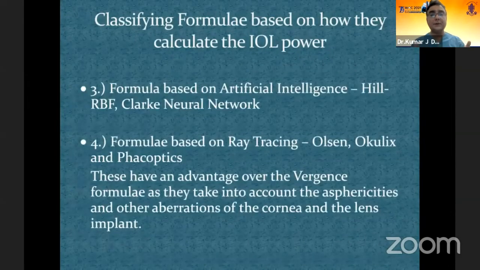We can classify formulas based on how they calculate eye power. The Hill-RBF takes data from the whole world, analyzes it, and then gives you back an answer. This is how it works. They also take neural adaptation into consideration. There are formulas based on ray tracing, the Olsen and the Phakoptics, and these are also available in the market.